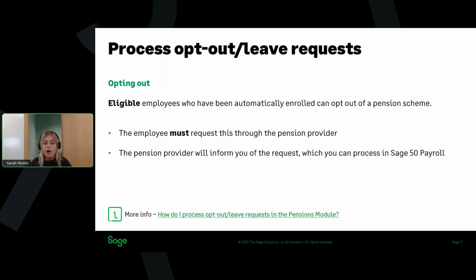We then have opting out. So opting out applies to all employees who are automatically enrolled but decide that they want to leave the scheme. So once they're enrolled, they have a 1-month opt-out period after enrolment. Requests must go through the pension provider, who will then in turn notify you, the employer. You'll process the opt-out in Sage 50 Payroll, but if the employee leaves after the opt-out period, their status will show cessation rather than opt-out, and the refund option won't be available.